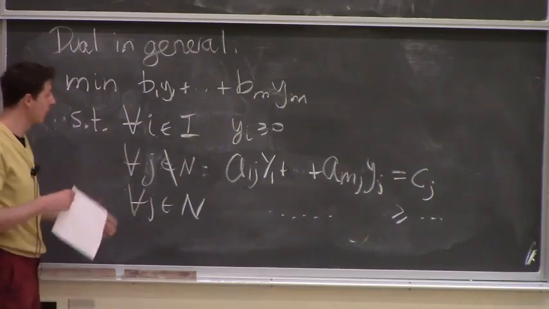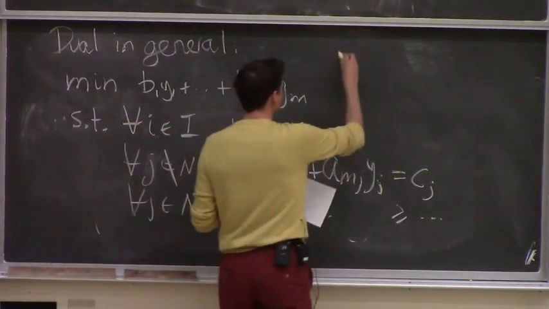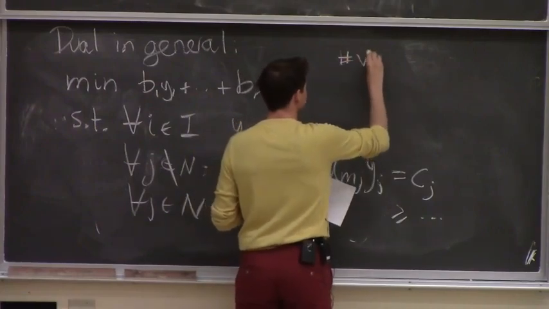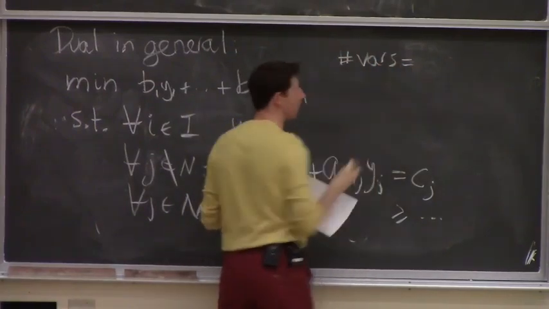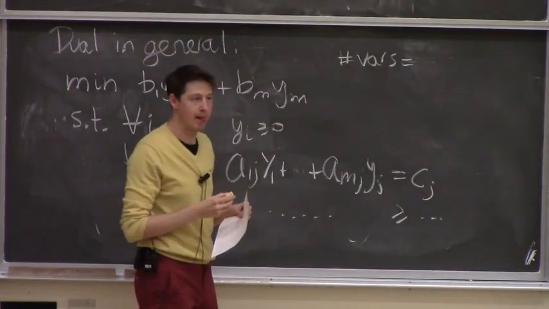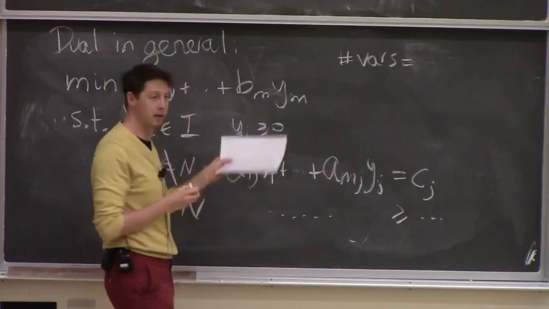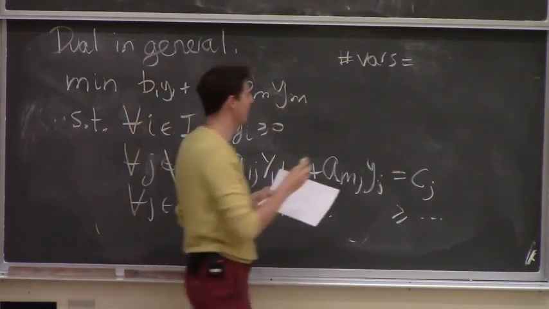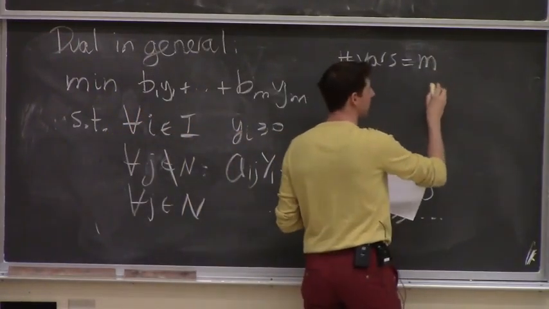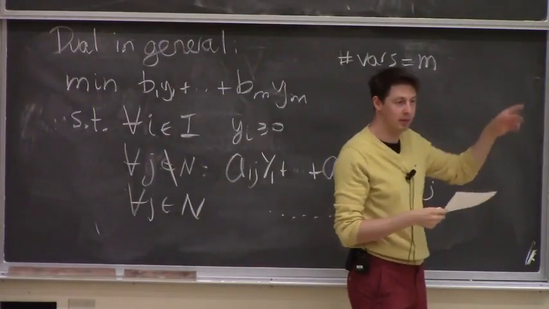Now, what is the number of variables in the dual? It says here, by the way: M. What was M in the primal?